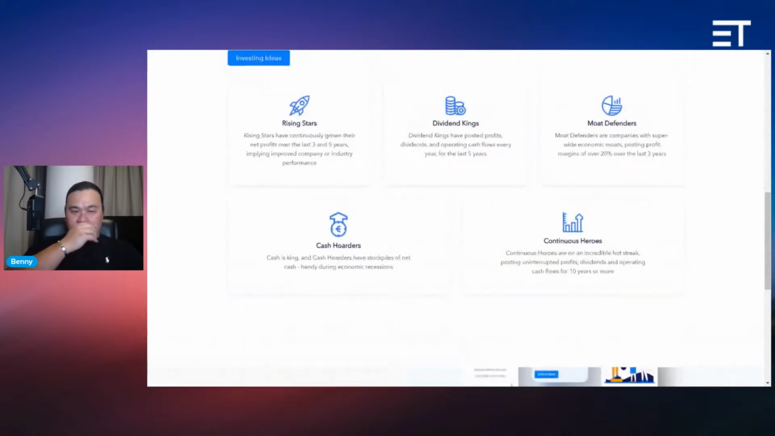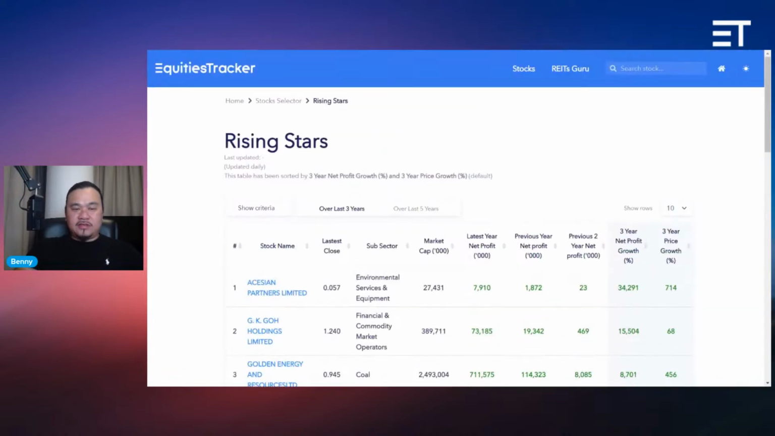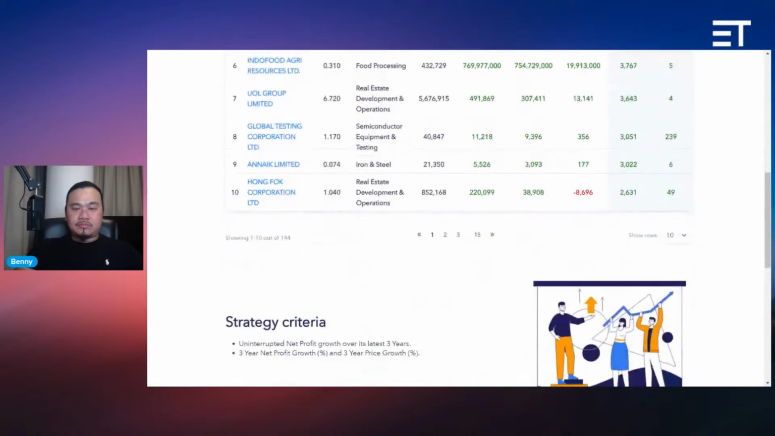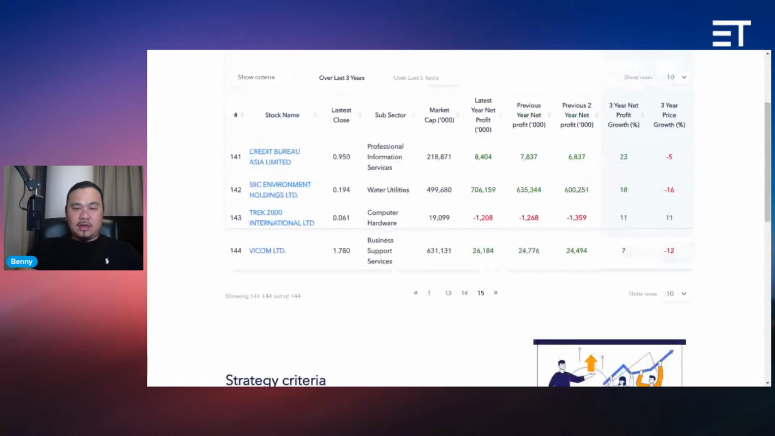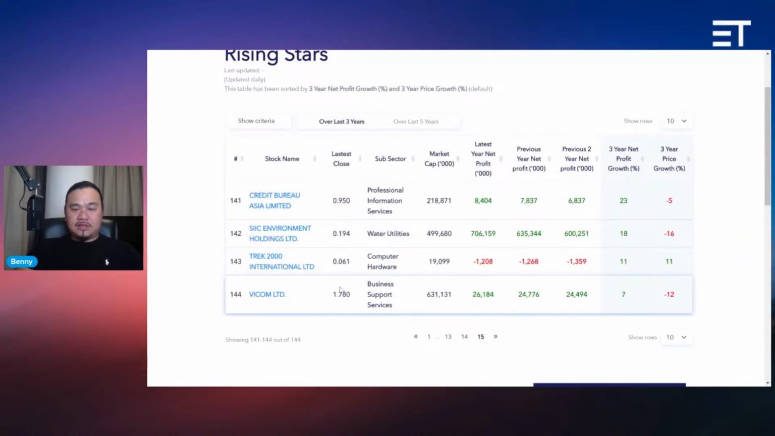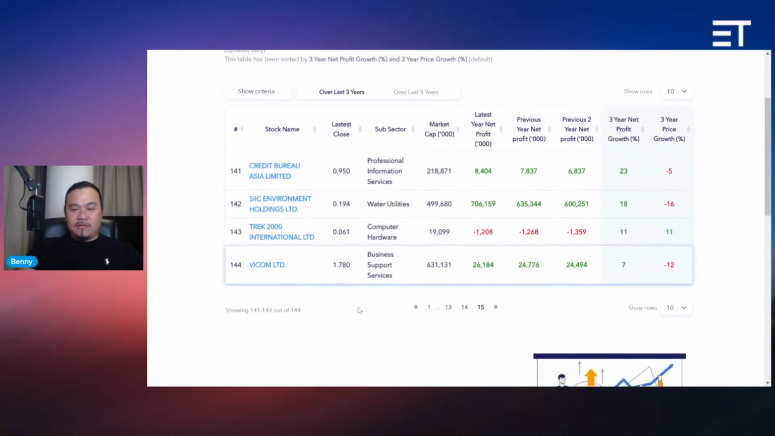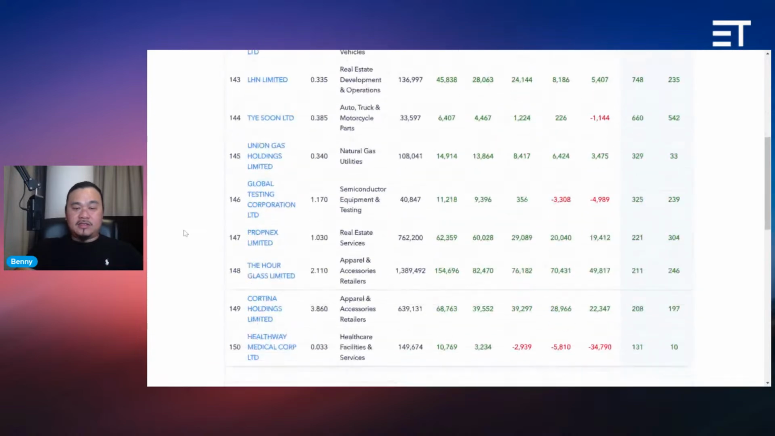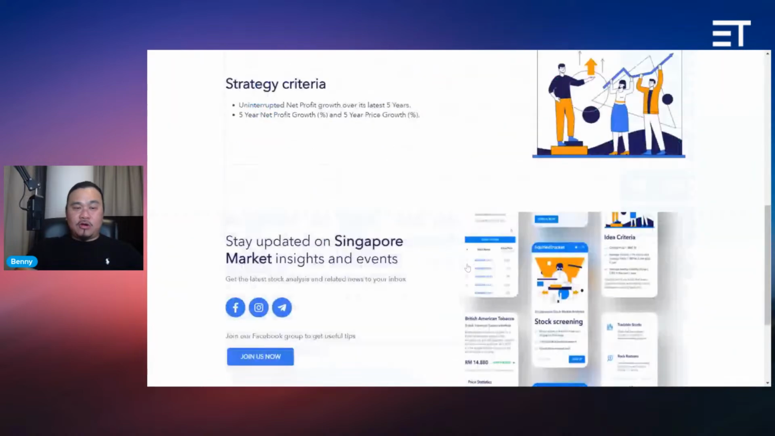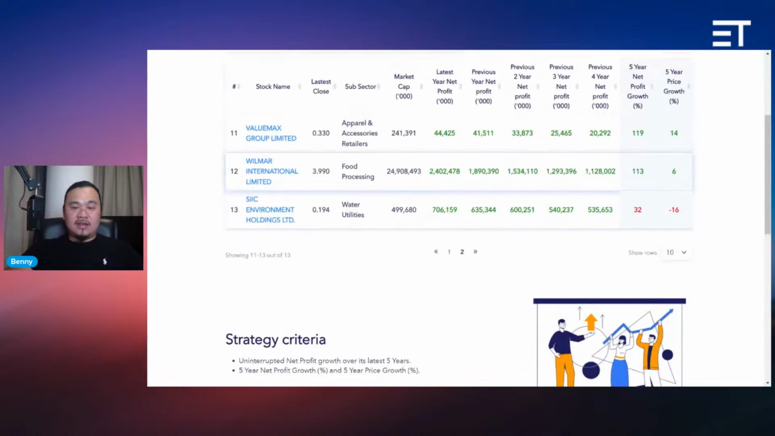Now, what if I'm looking for, let's say, rising stars? That means companies that has grown their net profits over the last 3 and 5 years. So here, we'll give you a list, quite a big number of companies over here. There are 144 companies where you can see their net profit has been growing. If you want to look for over 5 years, then you can just click on 5 years. These are more consistent ones. You're looking at 5 years of growth, right? There are 13 companies.